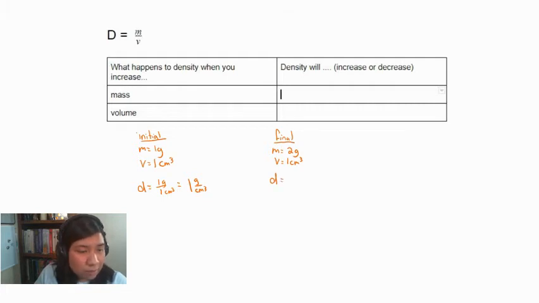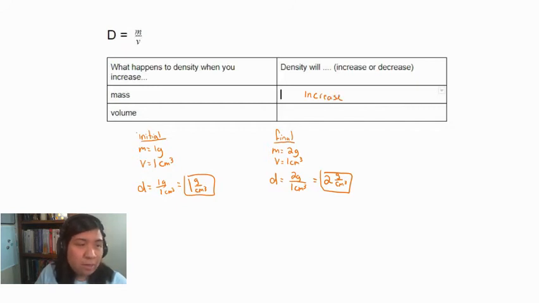So for M, I'm going to put 2 grams divided by 1 centimeter cubed, which gives me a total density of 2 grams per centimeter cubed. As you can see, the density did increase. So here I'm going to put increase.